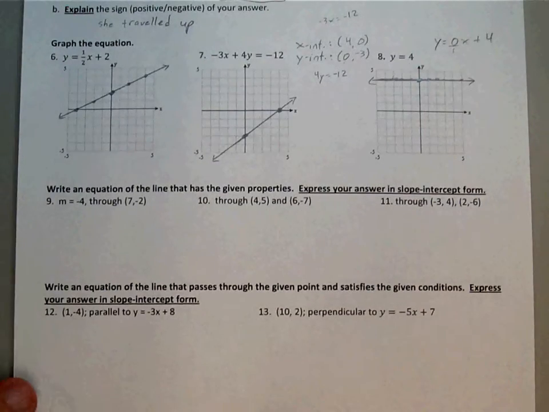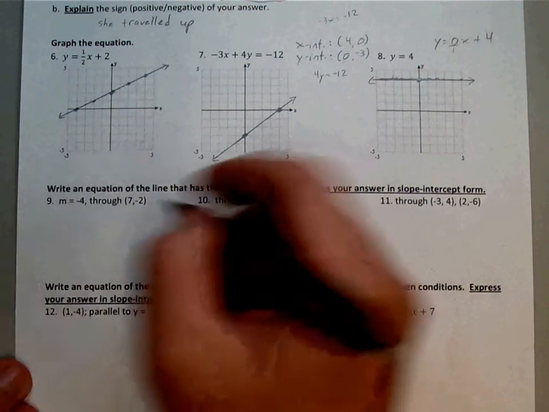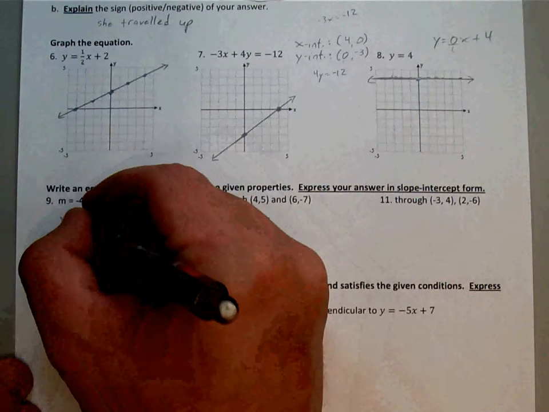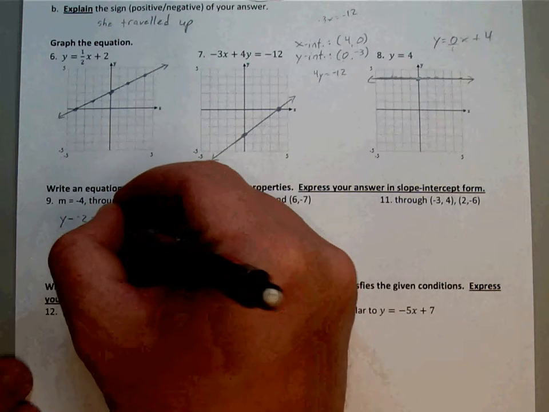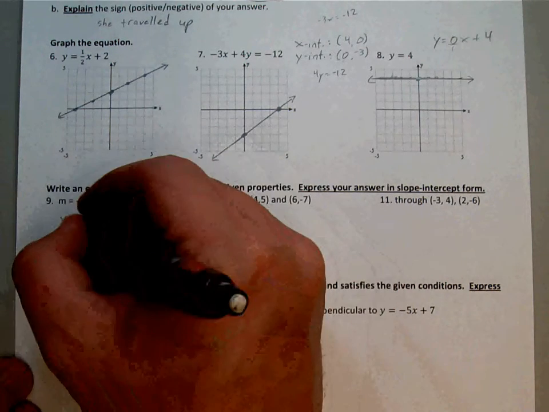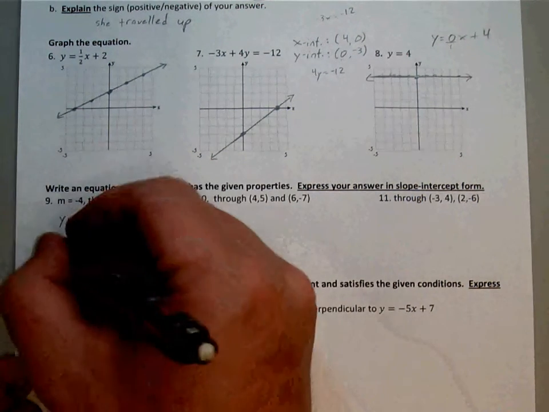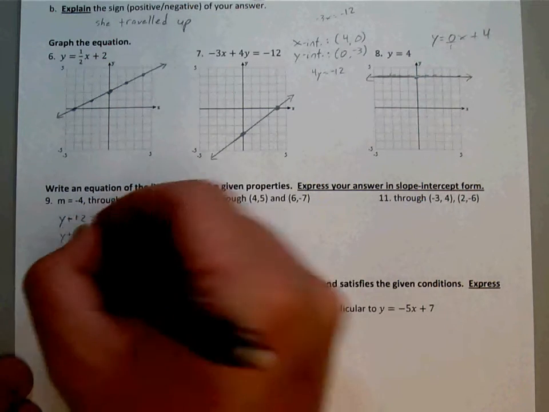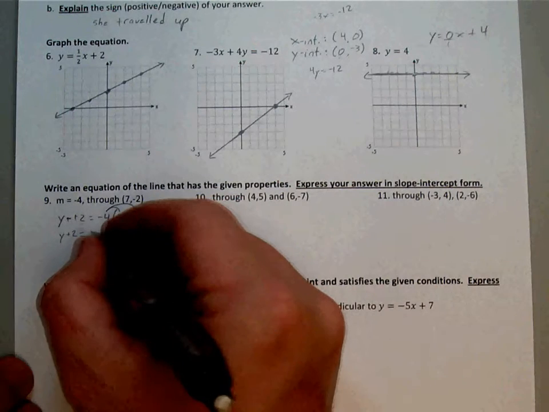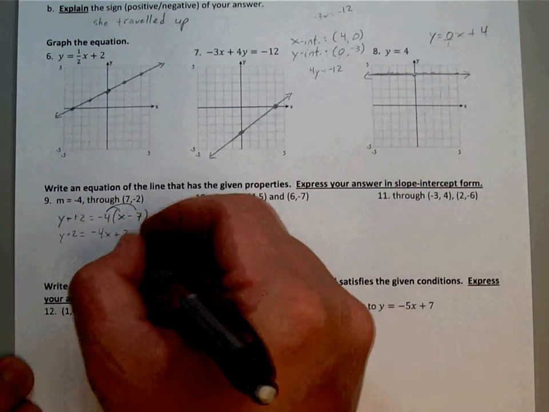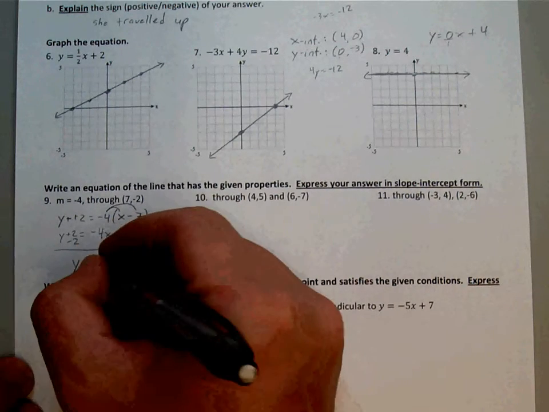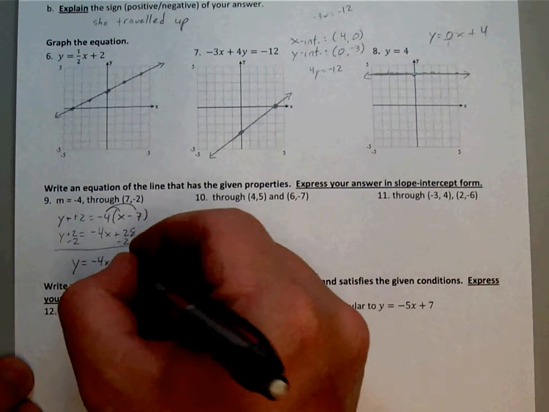Number 9, write an equation of the line. There's a slope of 4. There's our point, so we use point slope form. So y minus y1, which is negative 2, equals my slope times x minus x1, which is 7. Minus a negative 2 is like plus 2. So y plus 2 equals, distribute, including the negative. Don't forget the negative, so negative 4x plus 28. Subtract the 2. Y equals negative 4x plus 26.